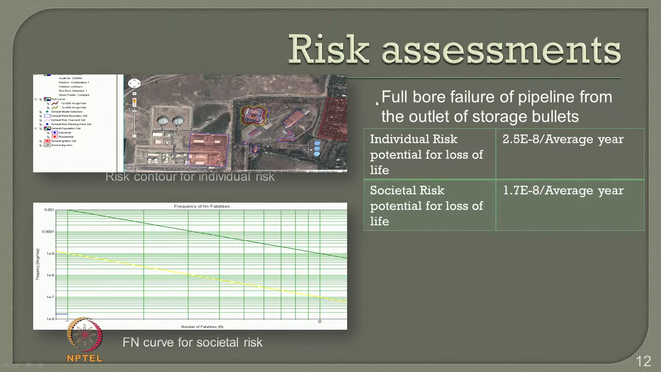For example, for a full bore failure of the pipeline, I would be able to compute the individual risk and societal risk in terms of per average year, and they can also be plotted graphically. They can also be seen as the different sources where the failure could be concentrated and could be occurring.